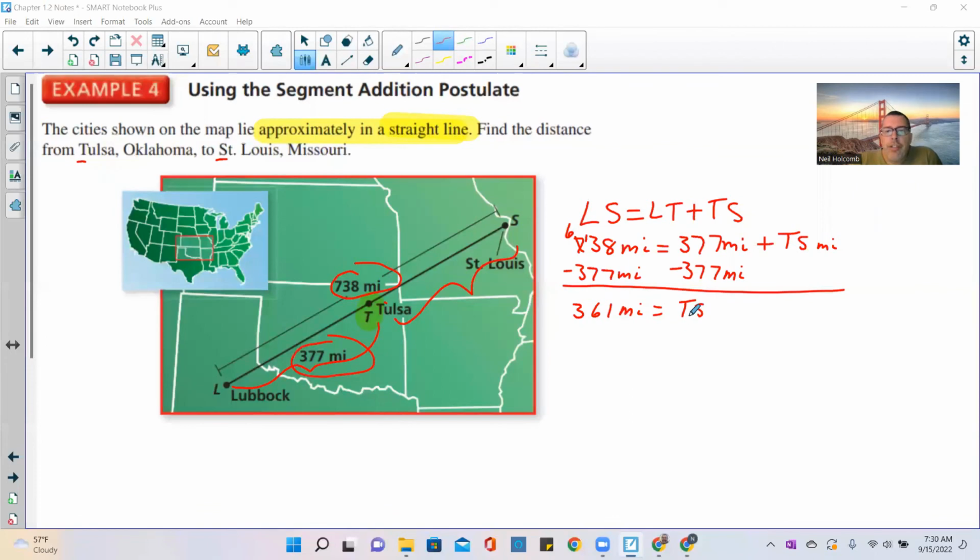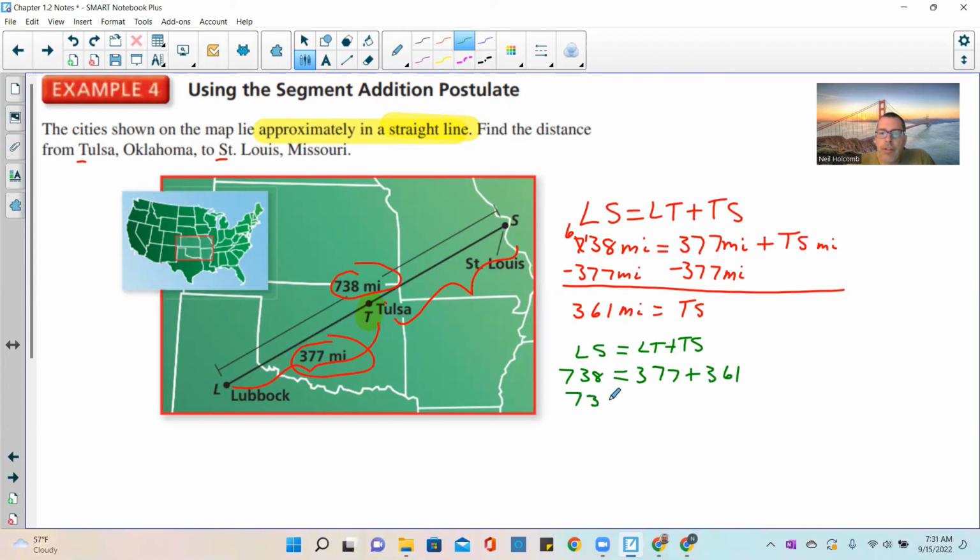One thing I didn't mention is number 4, does my answer make sense in the context of the problem? So if I have LS, which is 738, now I'm going to check it. That's one way we can determine whether our answer makes sense. Does LS actually equal LT plus TS? Well, LS is the whole thing, 738 equals LT, which is 377, plus TS, which we got to be 361.